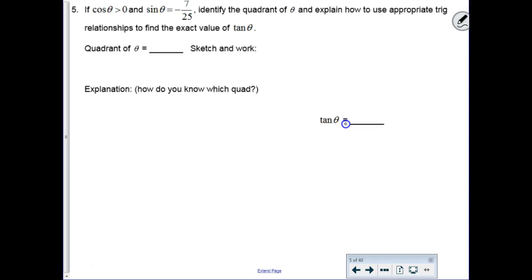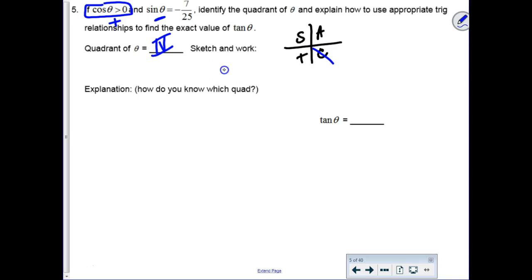This is the one where they give you a weird random clue about what quadrant you're in. So again, it's going to walk you through it. It says cosine is greater than 0, which means positive. And then sine is negative 7 over 25. So sine is negative. So I think about what quadrant I should be in. And remember the all students take calculus mnemonic device? Which quadrant has a positive cosine but a negative sine? That'd be down here in quadrant 4.